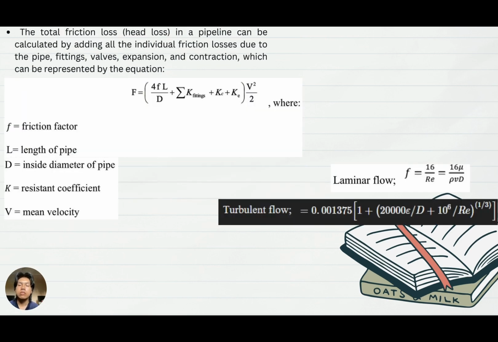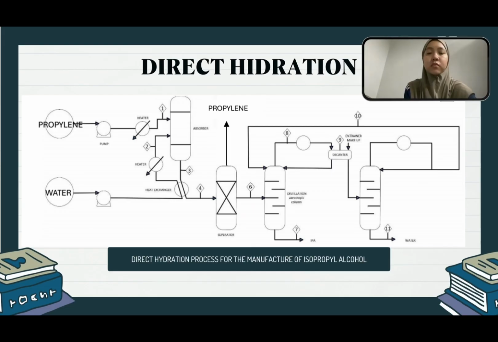Therefore, Bernoulli's equation can be written as shown in the slide. The total friction loss or head loss in a pipeline can be calculated by adding all the individual friction losses due to the pipe, fittings, valve, expansion, and contraction, which can be represented by the equation shown in the slide. And then the friction factor can be calculated depending on the flow, whether it is laminar flow or turbulent flow. Okay, thank you.